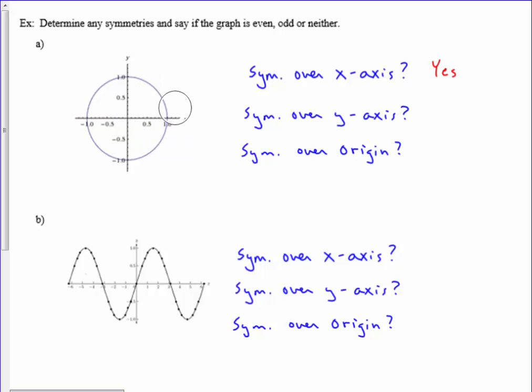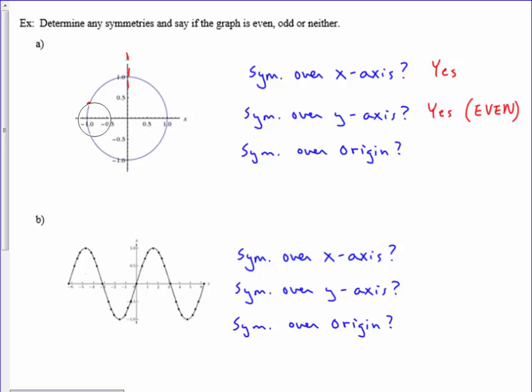In talking about symmetry over the y-axis, we would want to cut our graph over the y-axis and then make sure that for every point on this side, there's another point equal distance across the y-axis on the other side. And we can see if we folded this graph, every point would match up exactly. So the answer here is yes. Now, because the answer is yes on y-axis symmetry, then we also know that we have an even.